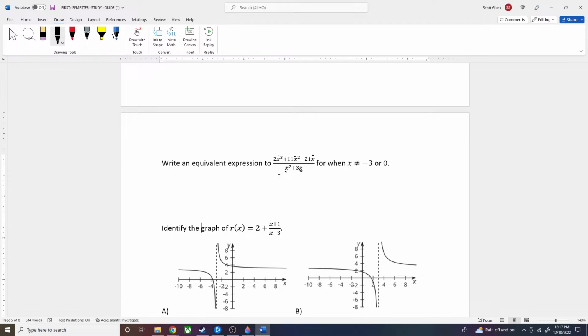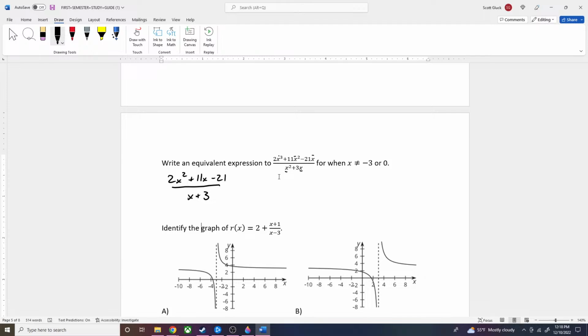And since every single term has an x on it, I can factor 1x out of everything. What that looks like is now I reduce all these exponents by 1. So that becomes 2x squared instead of 2x to the third plus 11x minus 21, all divided by x plus 3. Okay, so that's it. We factor an x out of every single term on this function. Now that we have done that, this is just a basic polynomial division problem.